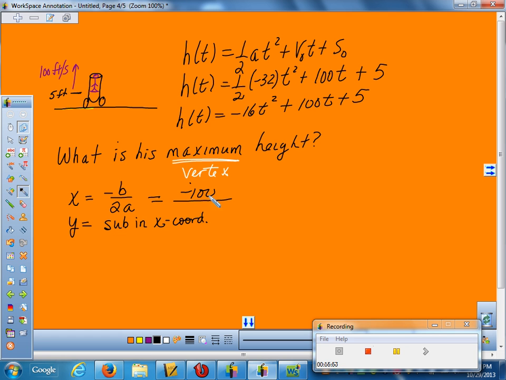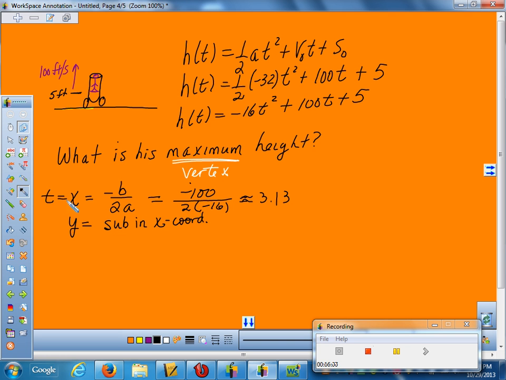Negative 100 over 2 times negative 16. So we need to do 100 divided by 32, which is 3.125. They're going to round these off to 2 decimals, so you can go to 3.13. So what's that mean, 3.13? In our case, our problem isn't x. Our problem, x is actually t. So he's going to go upward for 3.13 seconds.